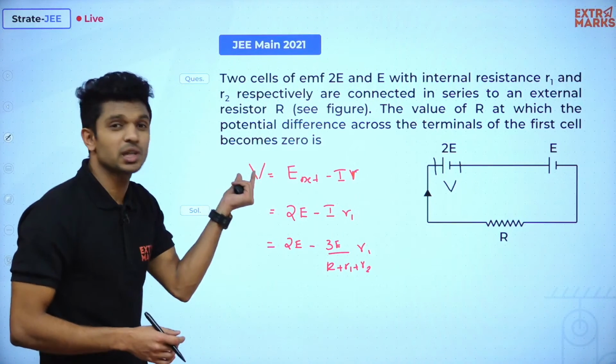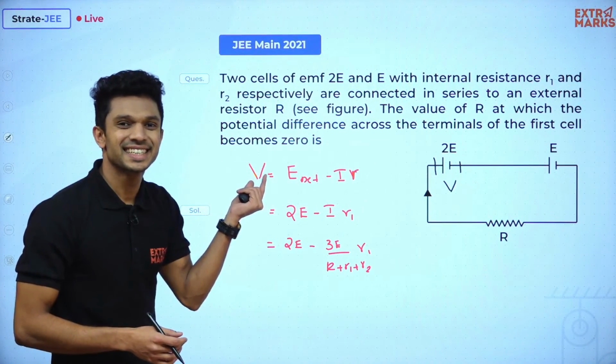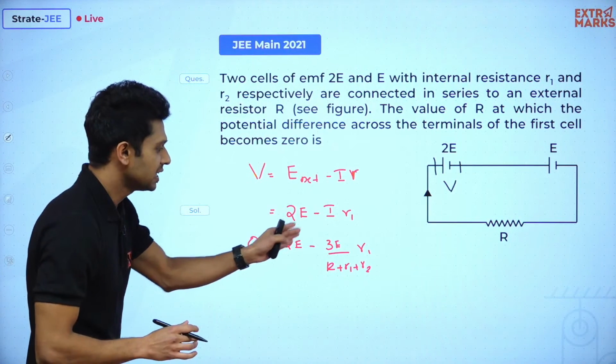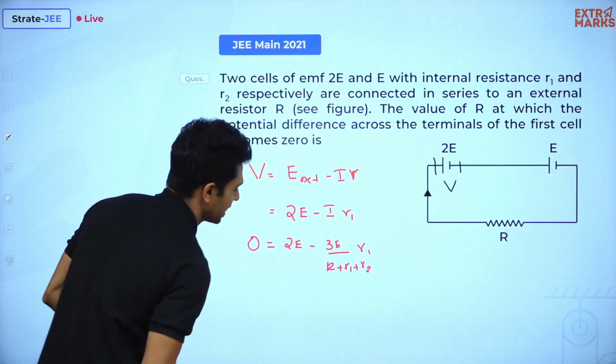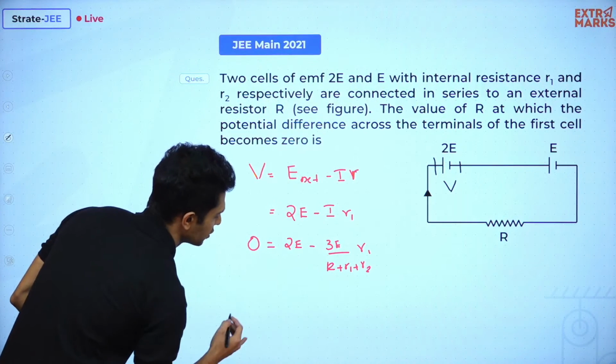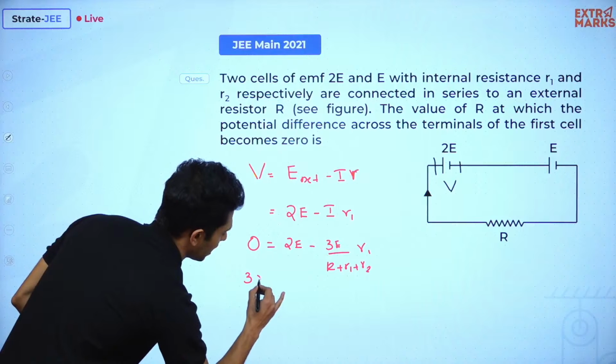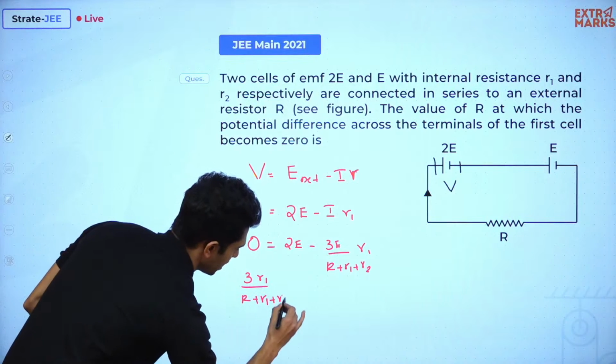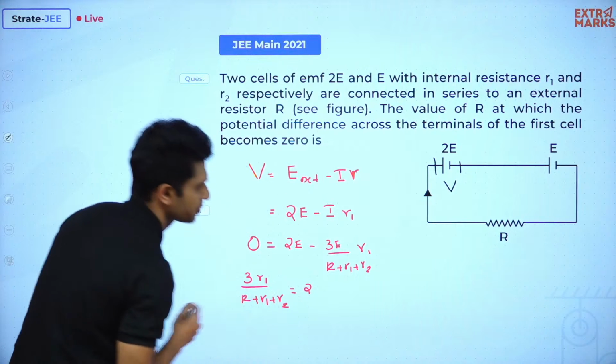Now it is given in the question that we are asked to find out the value of R at which the potential difference becomes कितना? 0. So ले 0. Common क्या है? E common है from both the sides. So cancel it off. So taking this 3E to the left hand side, 3R1 divided by R plus R1 plus R2 is equal to 2.